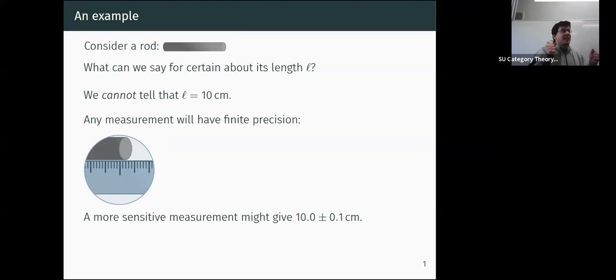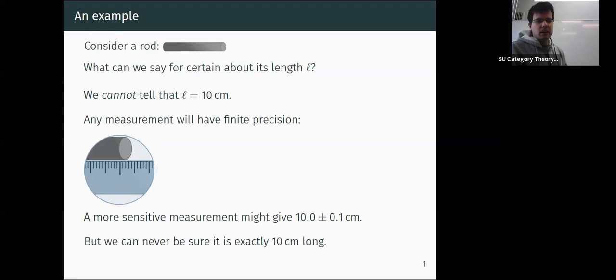So that's not something that we can tell. Because now we could say we can get a more sensitive measurement, right? But we still can't tell. So no matter how sensitive your measurement is, it will be consistent with the length being 10 centimeters, but who knows, maybe it's 10.000005 centimeters or something, right? So you can't tell that it is exactly 10 centimeters long. Okay.